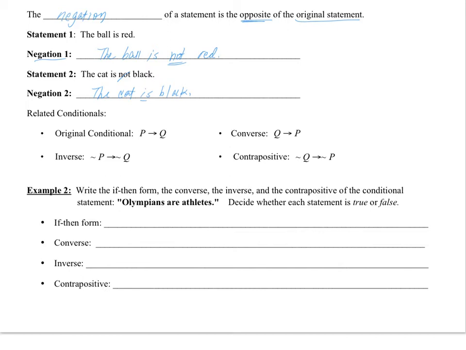Okay, let's look at the related conditionals symbolically using P and Q. We'll begin with the original conditional. If P, then Q. Then the converse of it would be if Q, then P, meaning the opposite of the original conditional. For the inverse, we would take the negation of P. So that's why I have a squiggly line here. The negation of P, and then the negation of Q. That would be the inverse. The contrapositive would be taking the opposite of the inverse by beginning with the negation of Q and then to the negation of P.